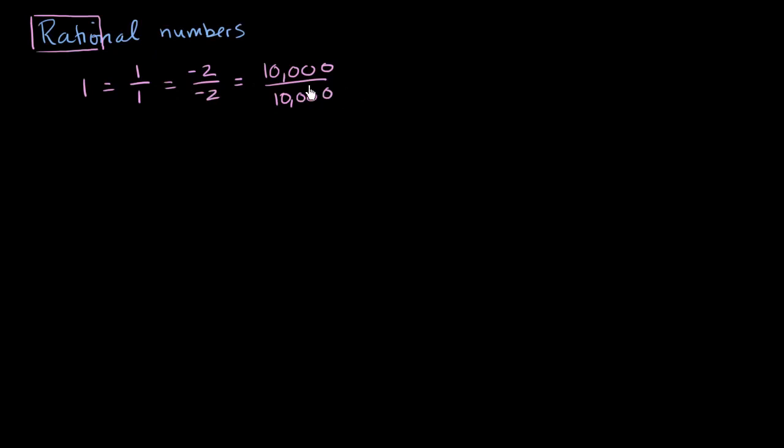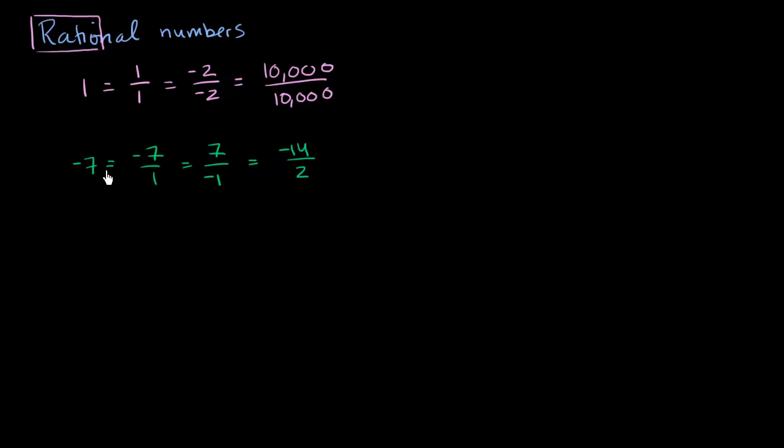And I can obviously have an infinite number of representations of 1 in this way, the same number over the same number. The number negative 7 could be represented as negative 7 over 1, or 7 over negative 1, or negative 14 over positive 2, and I could go on and on. So negative 7 is definitely a rational number. It can be represented as the ratio of two integers.